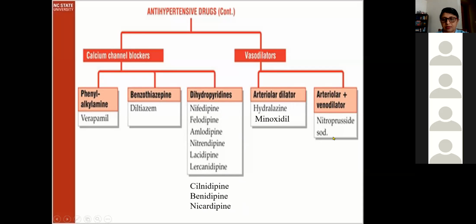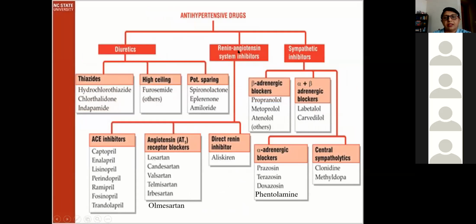So this is the classification. It is still not over, but for your study, I think this is enough, and each drug will be taken in detail in each class. Today I will be taking this chapter, renin-angiotensin system inhibitors. The drugs are ACE inhibitors: captopril, enalapril, lisinopril, perindopril, ramipril, fosinopril, trandolapril. Then ARBs like losartan, candesartan, valsartan, telmisartan, irbesartan, olmesartan, and direct renin inhibitors like aliskiren. So this chapter I will be taking today.